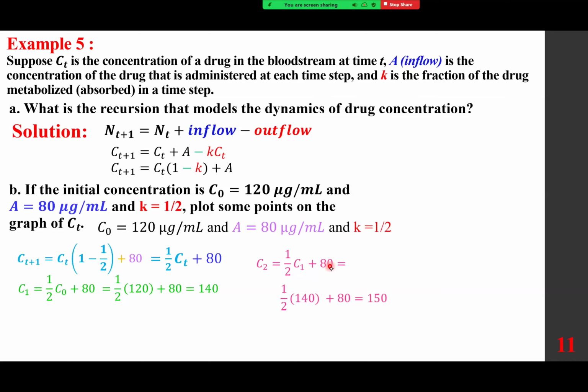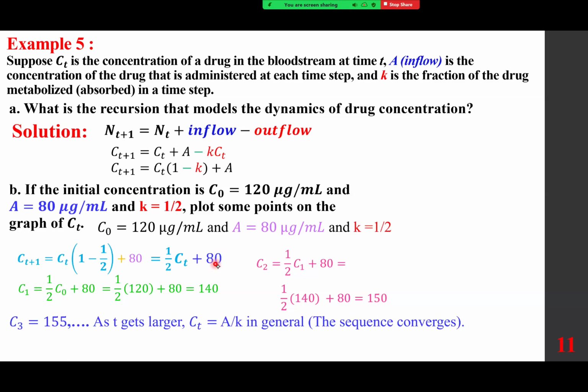Can anybody tell me what is C sub 3? What would be the amount for C sub 3? Anyone? According to this general formula, C sub 3 is half of C sub 2 plus 80. That means half of 150, which is 75, plus 80, 155.